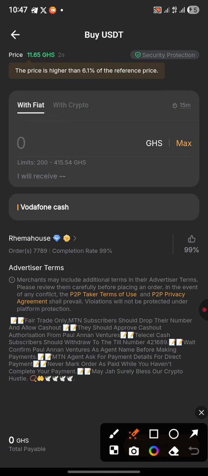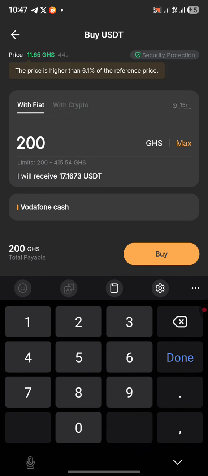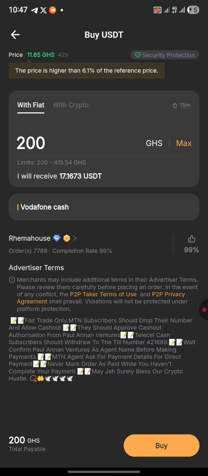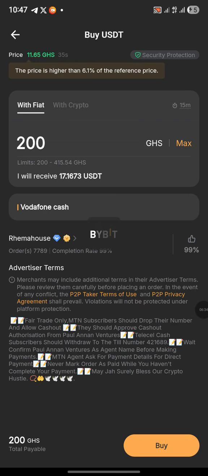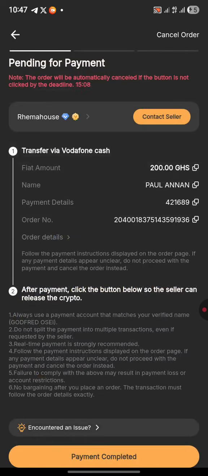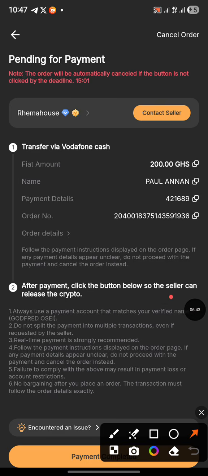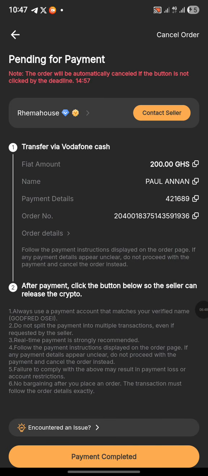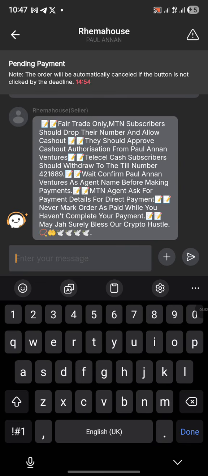Then you come here and type the amount of money that you want, let's say 200 cedis. You're going to receive this amount of USDT. Then you click on buy. I'm not going to buy it, but I'm clicking on buy. After you click on buy, there's this place that says contact seller. So you are going to chat with the seller.